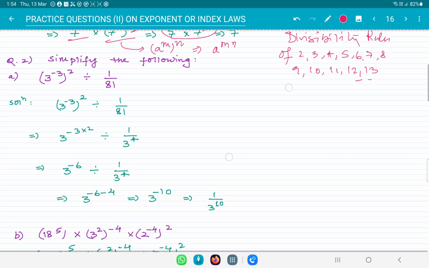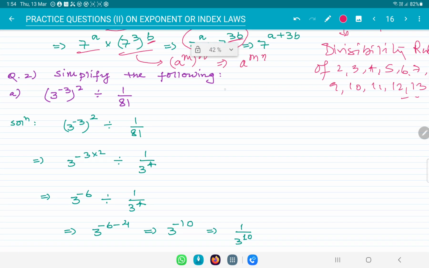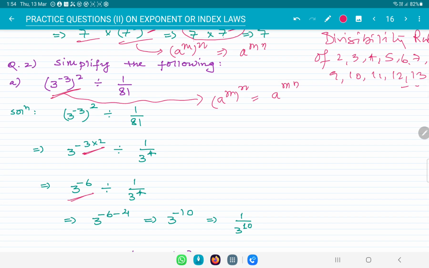Now the next question is, simplify the following: 3 raised to the power minus 3, whole raised to the power 2. Which rule are we using here? a raised to the power m, whole raised to the power n, will be equal to a raised to the power mn. So we will get minus 3 into 2, which is minus 6. So 3 raised to the power minus 6.